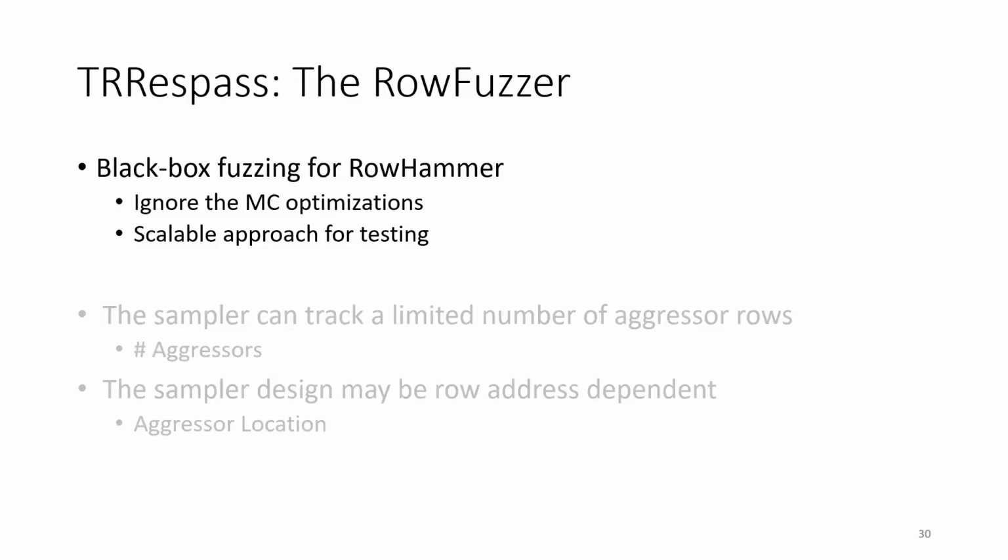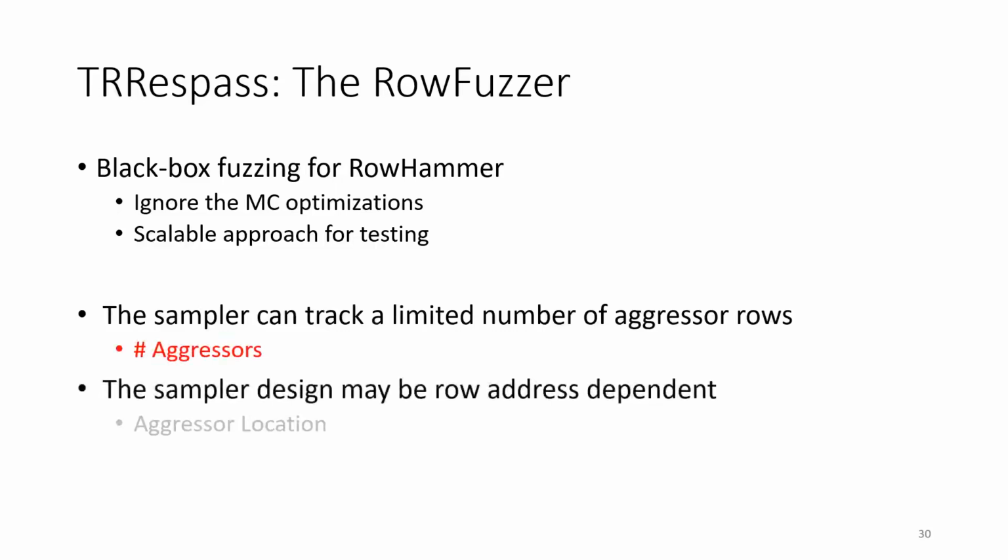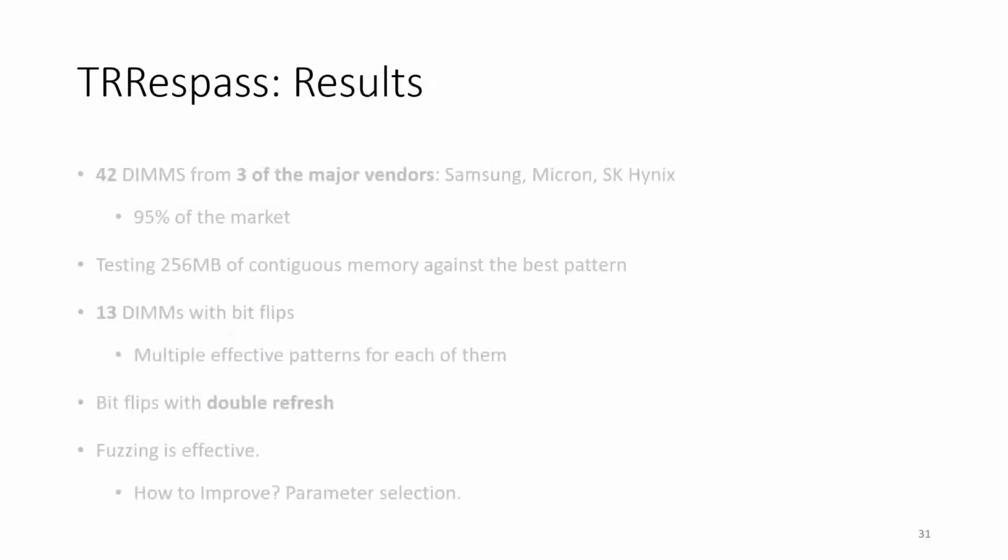The first principle we took into account is that the sampler can track a limited number of aggressor rows, and so the first parameter is the number of aggressors. The second principle we considered is that the sampler may be row address dependent, and so we also fuzz the aggressor locations. We evaluated our fuzzer on a consumer line machine.